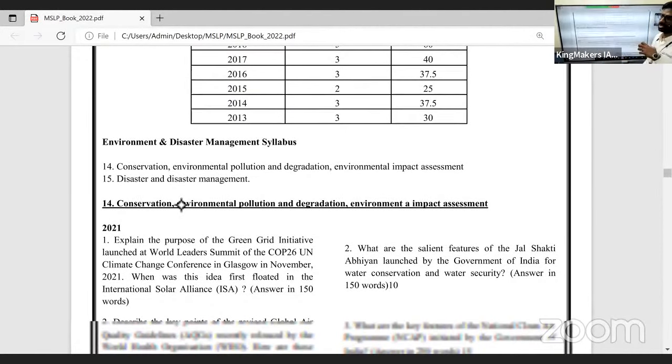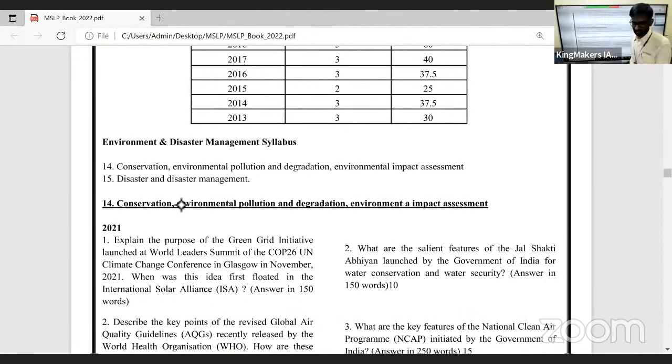So COP 26 was one area. Again, air pollution was another area which was most expected. Air pollution is most expected because of the Delhi pollution. COP 26 is most expected because it happened recently during the time of pandemic, after postponement of a year.